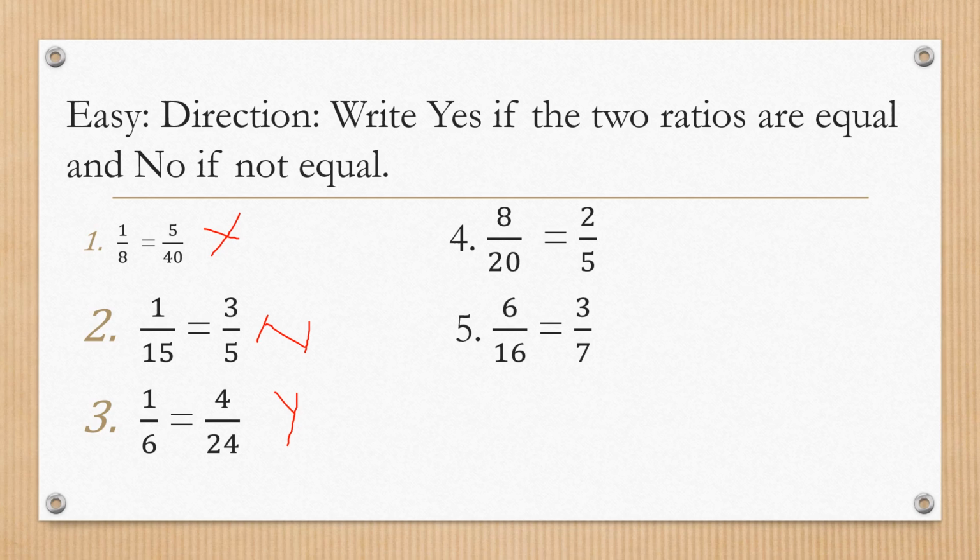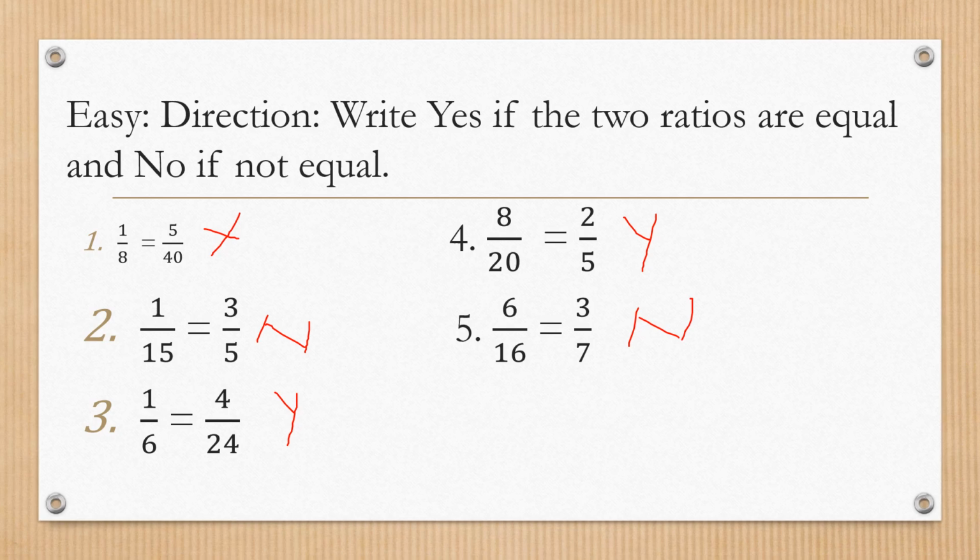Then we have here 8. Okay, for 8 and 20, their GCF is 4. So 8 divided by 4 is 2, 20 divided by 4 is 5. So this one is a big yes. Okay, what about 16 and 12? So the GCF here is 2, no? 6 divided by 2 is 3. 16 divided by 2 is equals to 8. So this one is a big no.